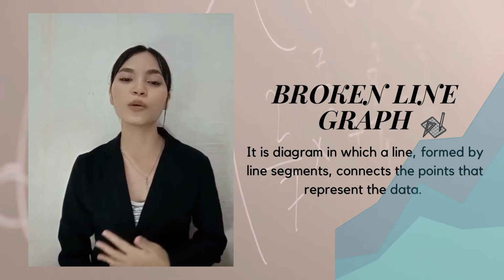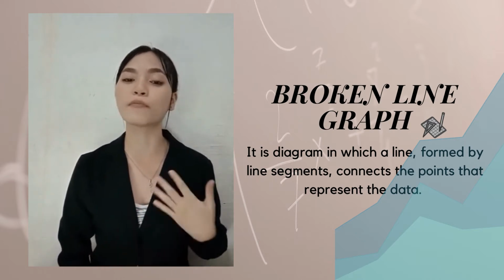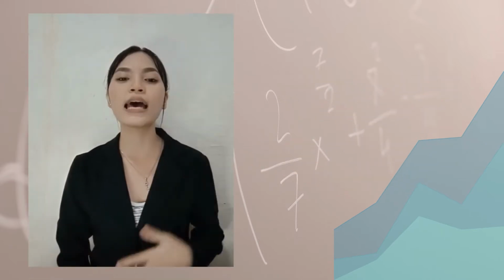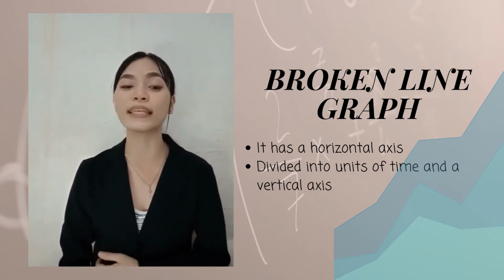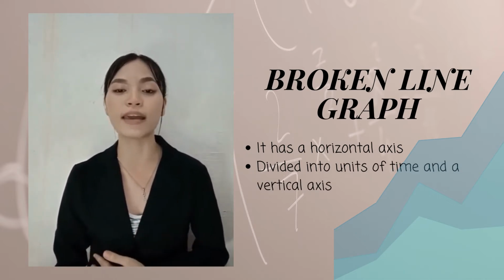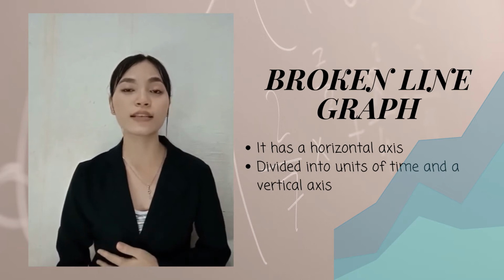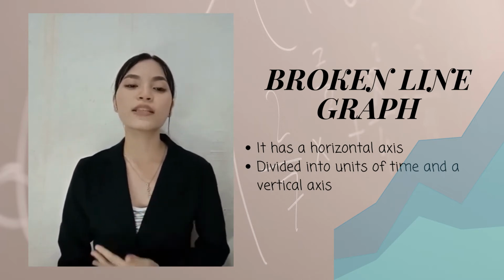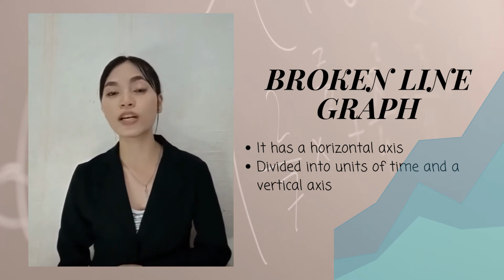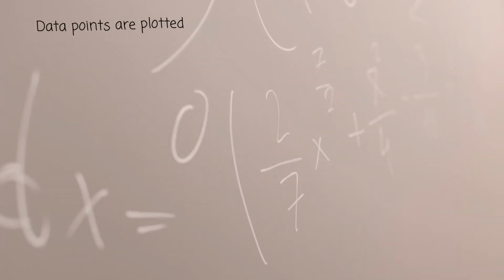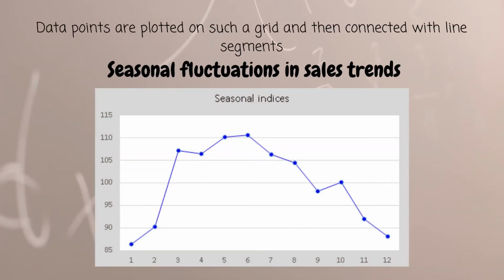It is a diagram formed by line segments that connects the points that represent the data. It has a horizontal axis which represents a group of independent variables divided into units of time, and a vertical axis on the other end which represents a group of dependent variables that displays the values of the qualitative characteristic being studied. Data points are plotted on such a grid and then connected with line segments to give an approximate curve. An example of this is seasonal fluctuations in sales trends.